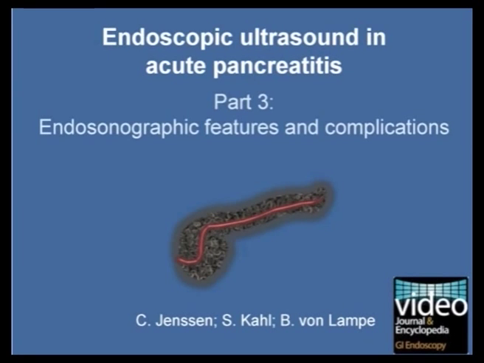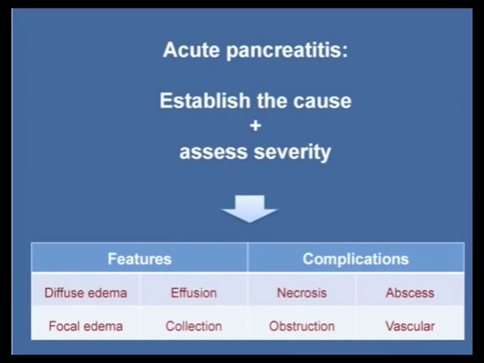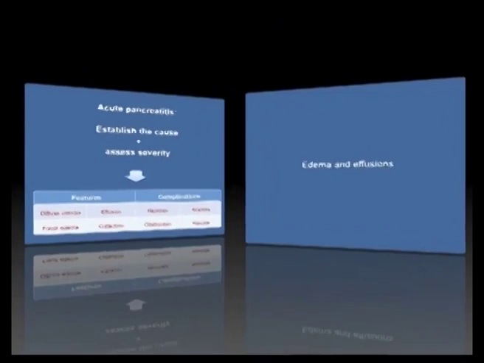Part 3 of the video demonstration describes typical EUS features and complications of acute pancreatitis. EUS may give valuable information not only on the etiology but also on the severity of acute pancreatitis. The typical ultrasonographic features of acute pancreatitis, like focal or diffuse edema, effusion, and fluid collections, may be detected very early by EUS. Moreover, EUS may be used as a complementary tool to detect complications of acute pancreatitis, like parenchymal necrosis, pancreatic abscess, biliary obstruction, venous thrombosis, and arterial pseudoaneurysm.